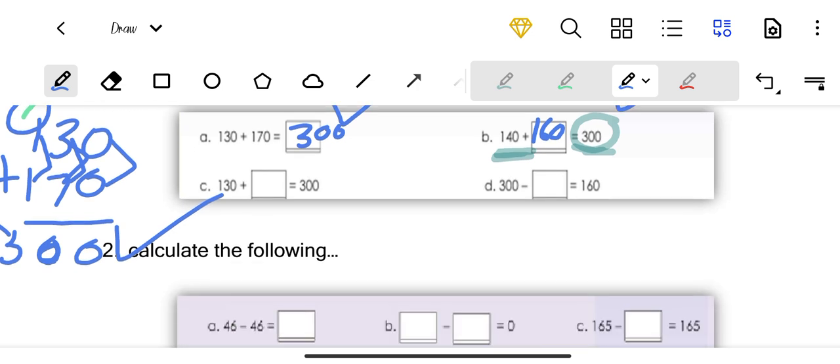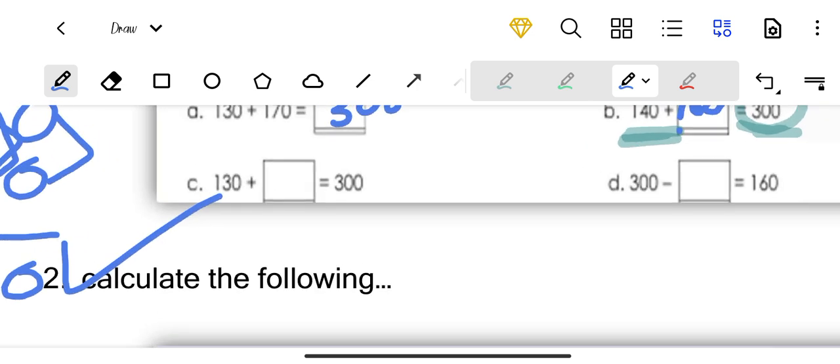Coming to C, 130 plus blank is equal to 300. Similarly to B, you think, for me to get 300, what happened to 130? If I say 150 plus 130, do I get the answer? No, I don't. What if I say 170 plus 130? Do I get 300? Yes, I do. So the 170 is your answer. You can just simply think, or you can even use a scribbler to calculate.